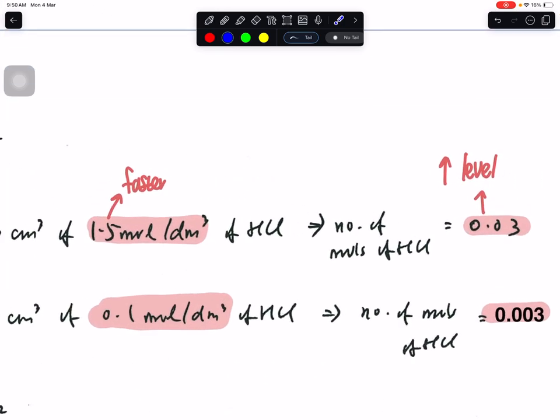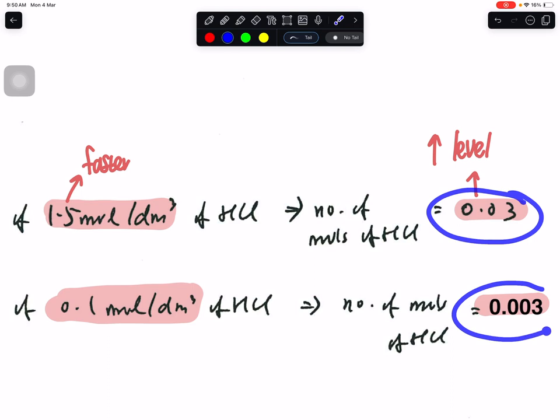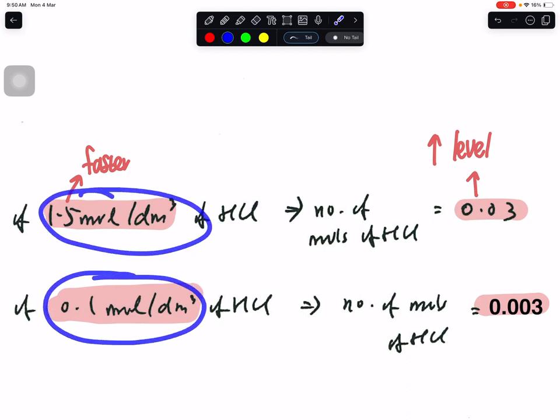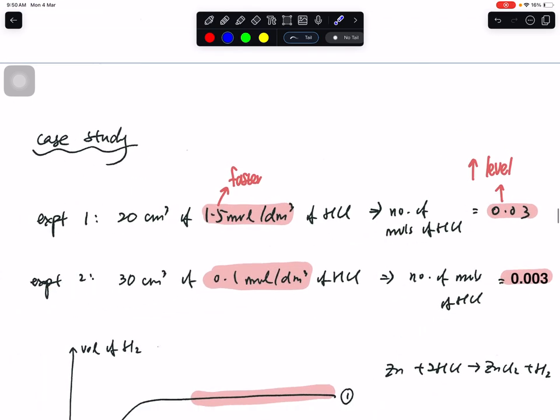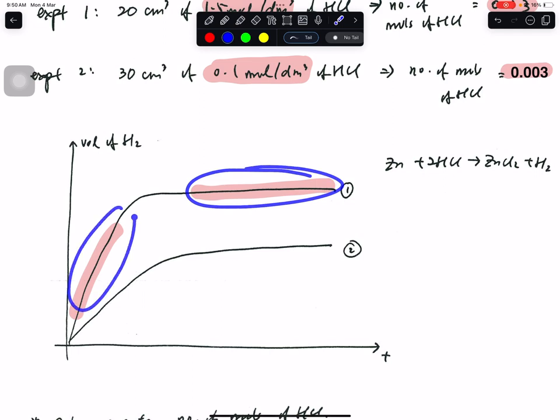To give you a very short case study, just pay attention to the right hand side first. If you look at two experiments, one of them will actually have higher moles, so this will end up at a higher level. Next you compare the concentration, you'll realize the one with a higher concentration will be a bit faster. So the first experiment will have a faster reaction and end up at a higher level. So this is how it will look like: higher level, faster reaction.